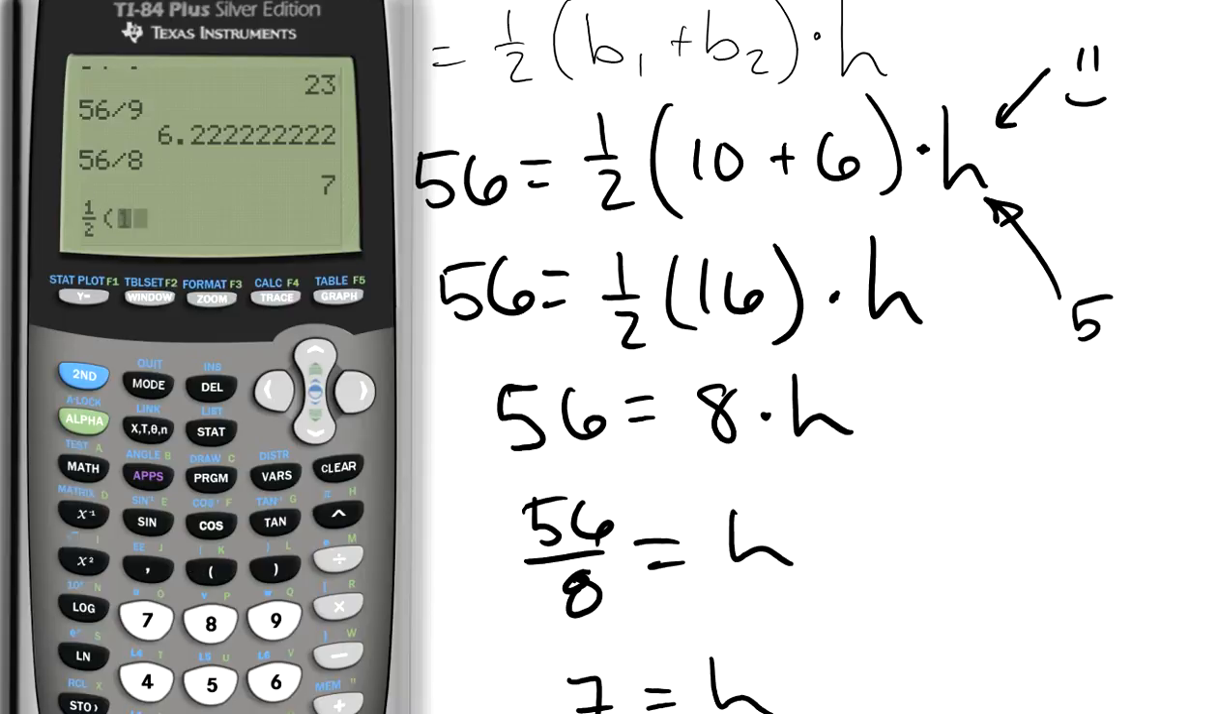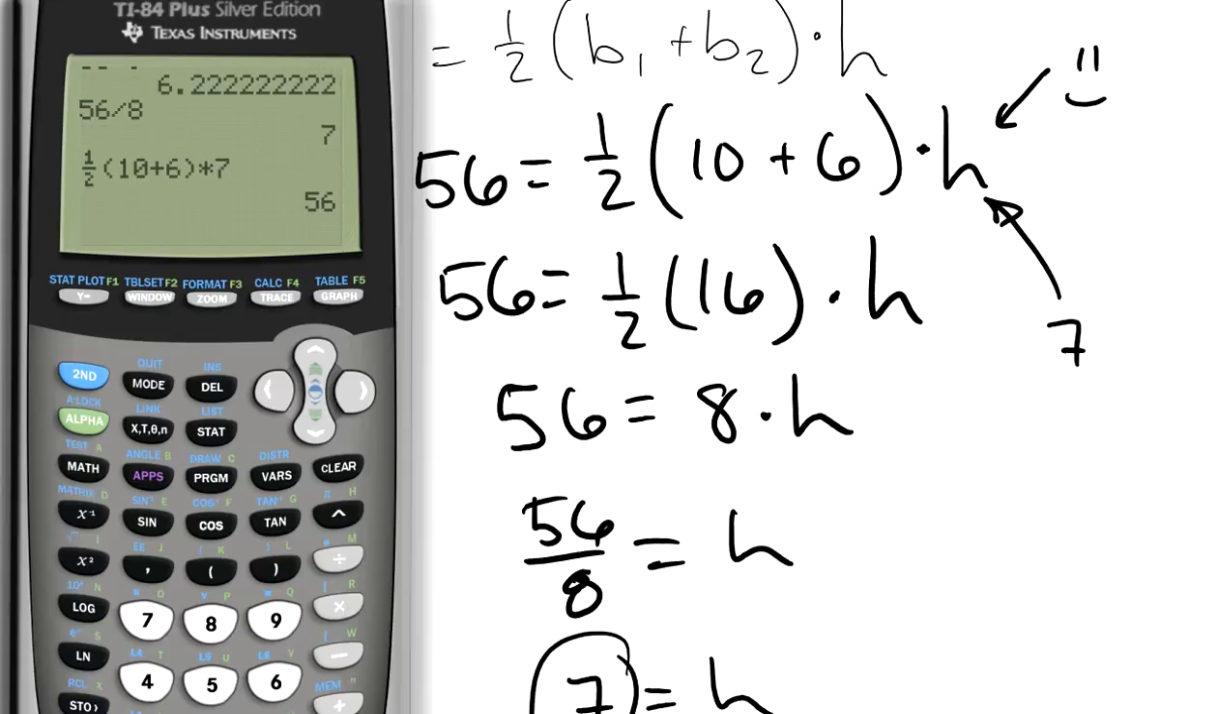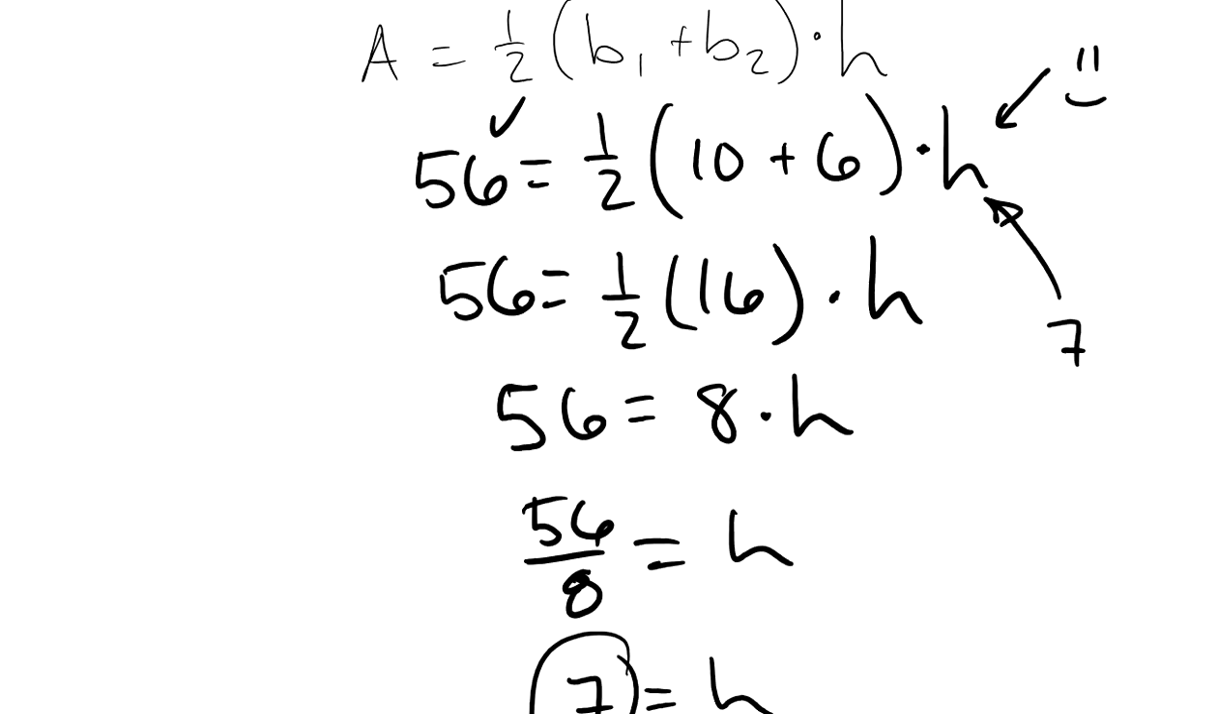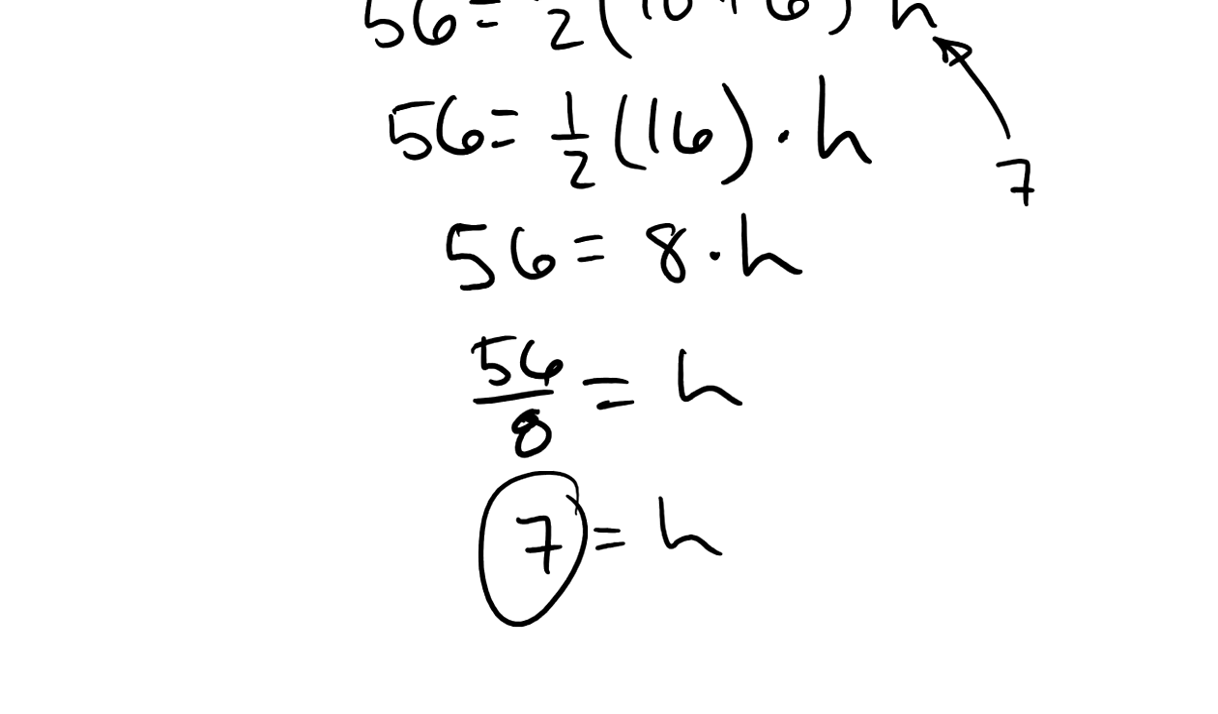Open parentheses, 10 plus 6. I'll close that. And then I'm going to multiply that by the answer I got. I believe the answer is 7, so I'm going to plug a 7 in, times 7. And when I do that, I do get 56. So it checks. When h is 7, it produces an area of 56. So the height of this trapezoid has to be 7 units, 7 centimeters.